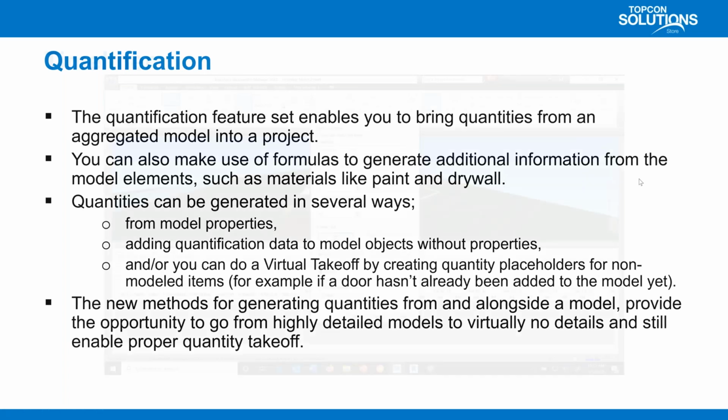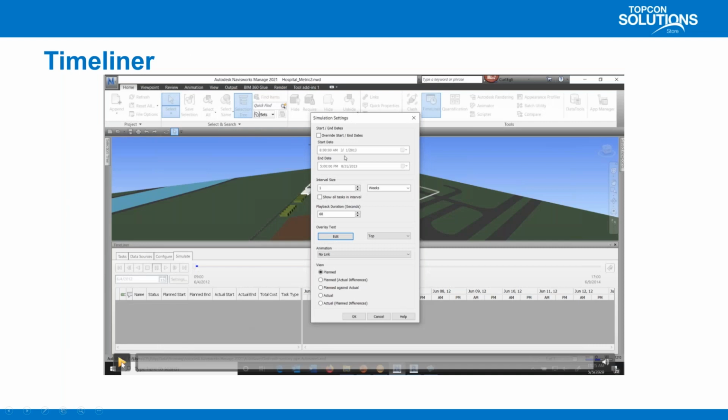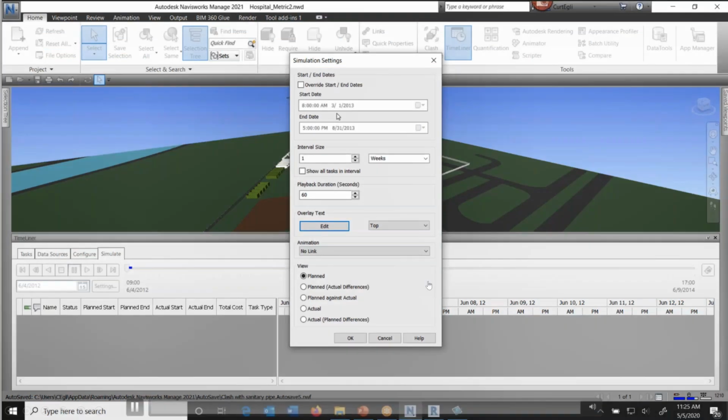Another huge feature that you're going to see in Navisworks is the timeliner. So with the timeliner, we can actually set a start date and an end date for this.